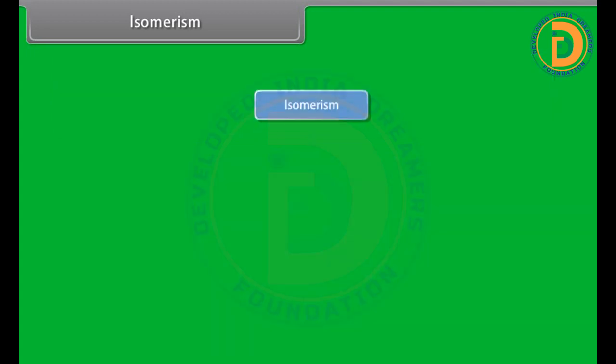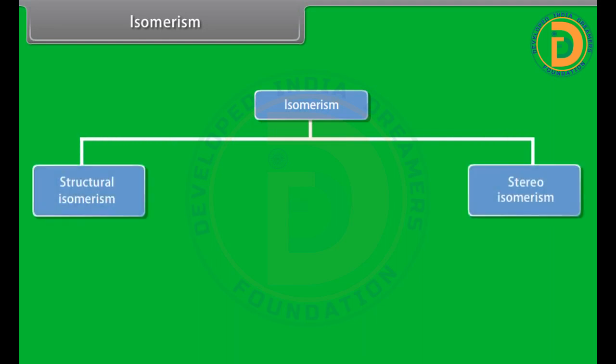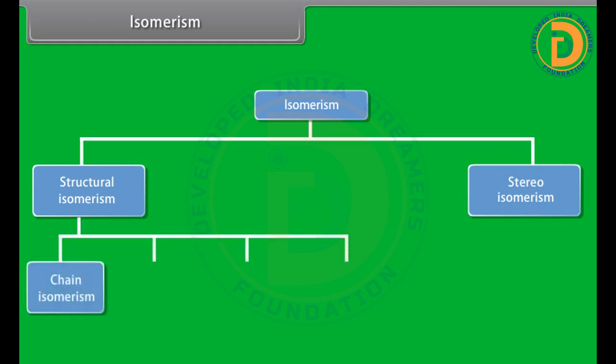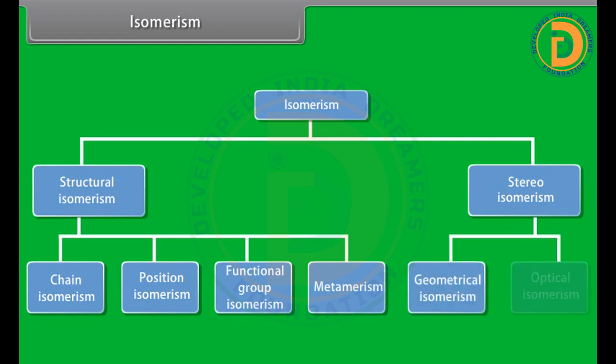Different types of isomerisms are: isomerism can be grouped into structural and stereoisomerism. Structural isomerism can be subdivided into chain isomerism, position isomerism, functional group isomerism, and metamerism. Stereoisomerism is further categorized into geometrical and optical isomerism.